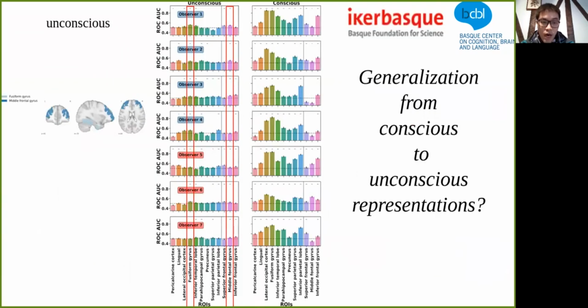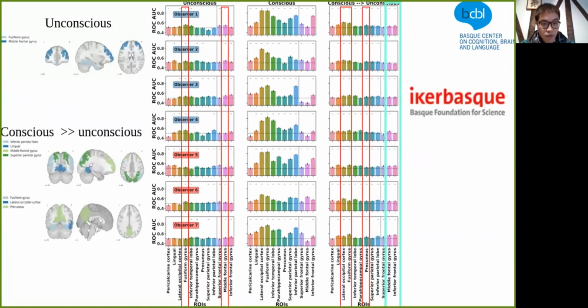And additionally, we asked if the multivariate pattern of the image categories generalized from conscious to unconscious trials. We therefore trained a linear classifier on the conscious trials and then tested it on the unconscious trials. And we found that the multivariate patterns generalized in the fusiform, lateral occipital cortex and precuneus. We also have some evidence that the patterns could be generalized in the middle and inferior frontal areas as well.